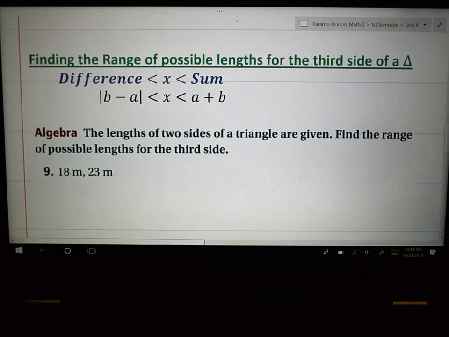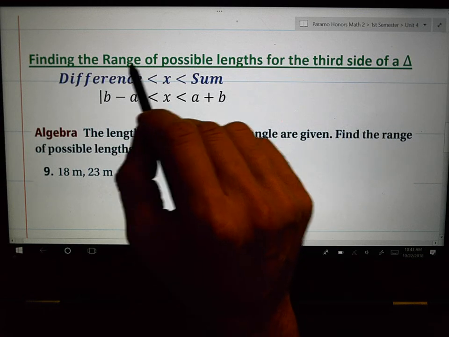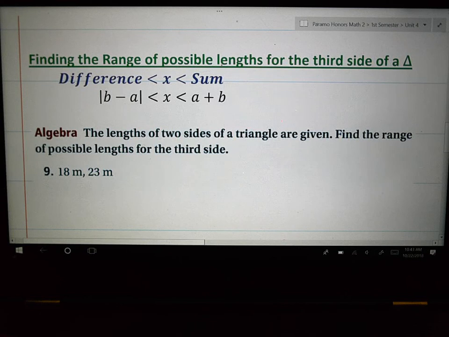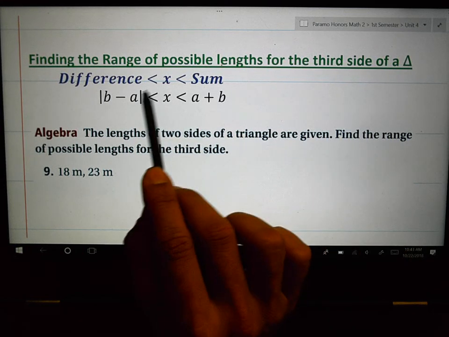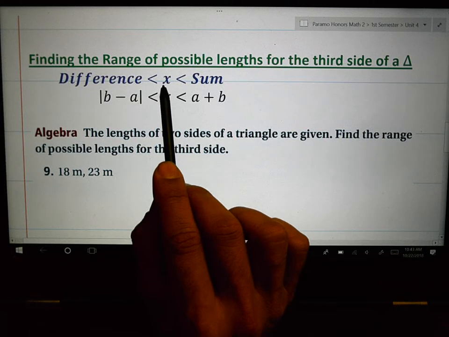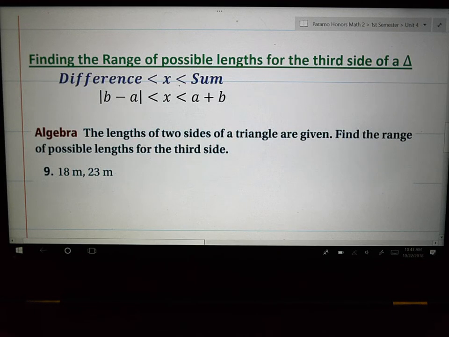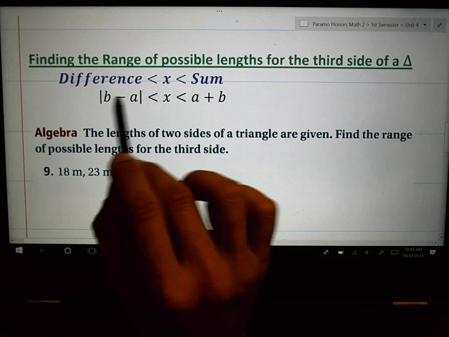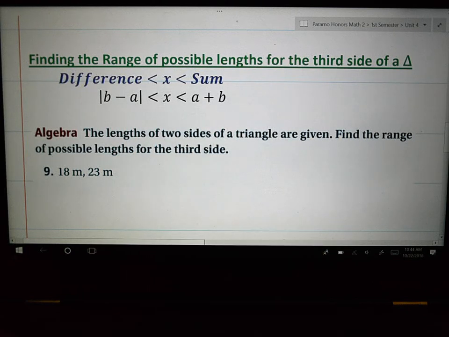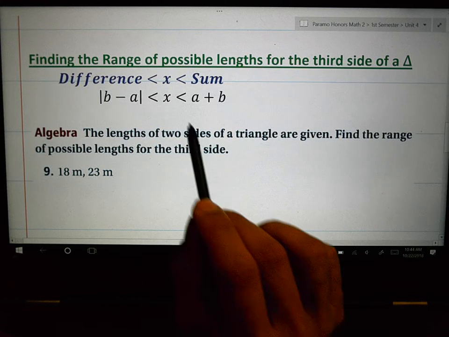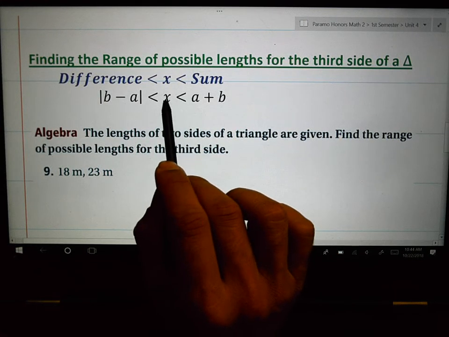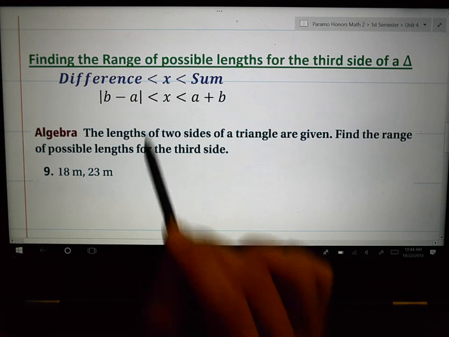The third idea that they are going to have you do is talking about the range of possible lengths for the third side of a triangle. They're going to give you 2, and you have to figure out what that third possibility can be. And we'll just simply figure out what the possible values can be by putting them between the difference and the sum with a less than and a less than symbol. Meaning these values are going to be bigger than the difference and smaller than the sum. I know that looks a little bit different, but the less than means that these values are going to be between the difference and the sum of the numbers.